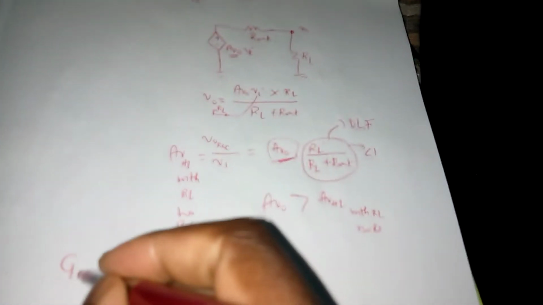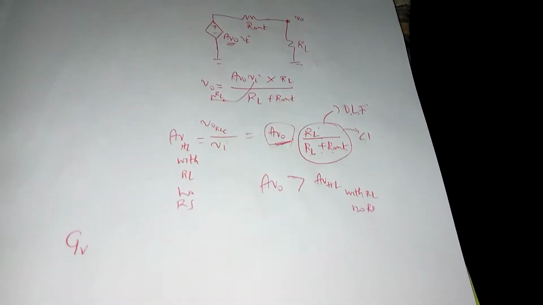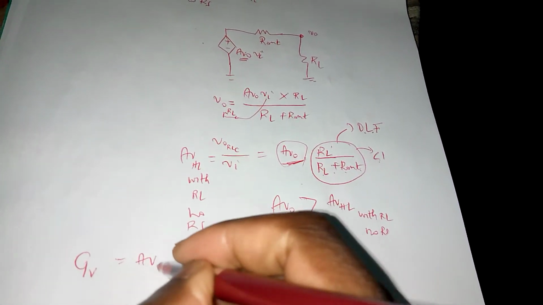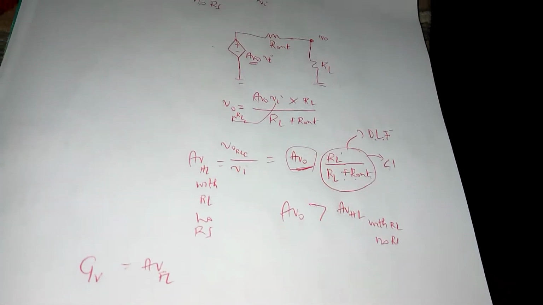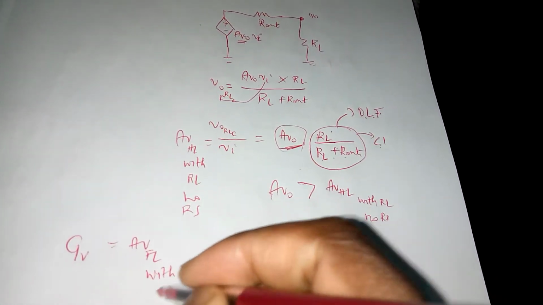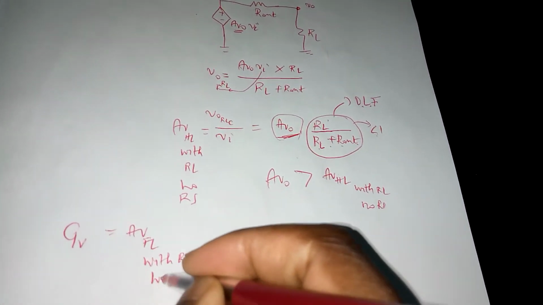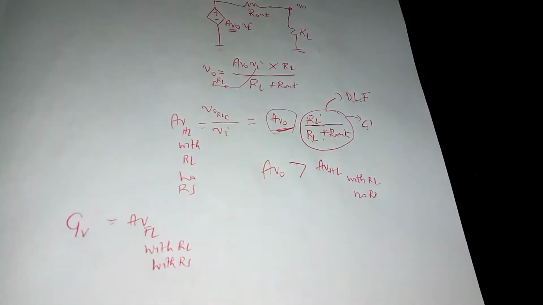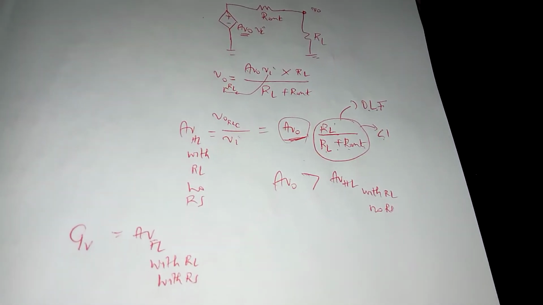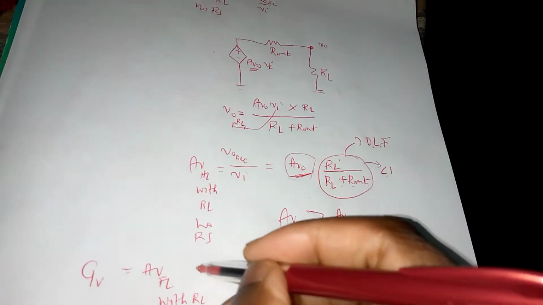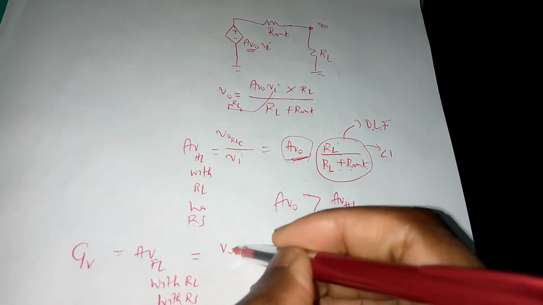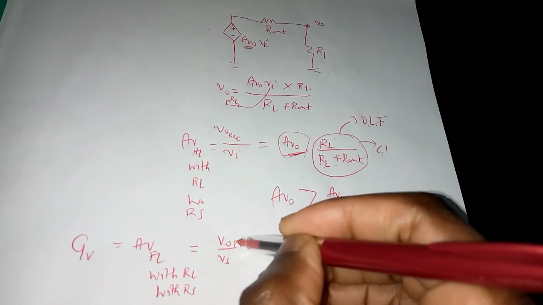So now, the last category, the third type of gain, which is the fully loaded gain that we sometimes use the symbol GV or sometimes AV fully loaded. It simply means RL is connected as well as RS. Both the load resistance and the source resistance are present in it. So that is computed as V out over Vs, but V out with RL, of course.